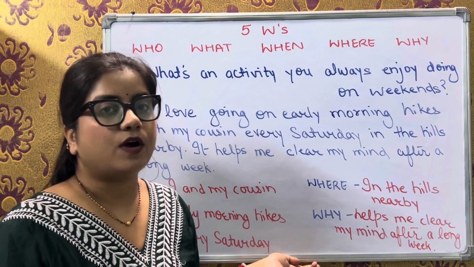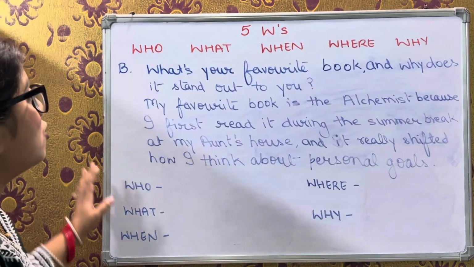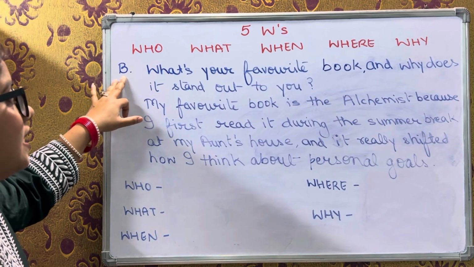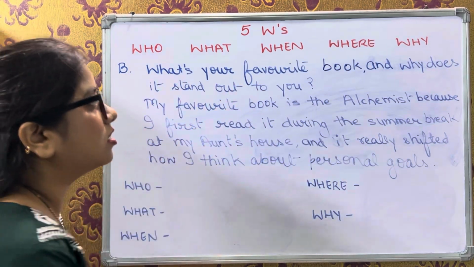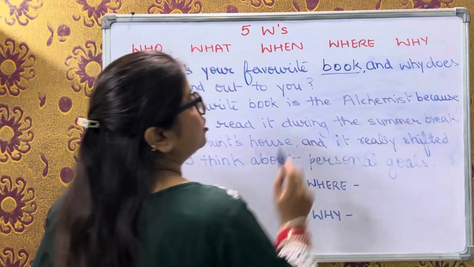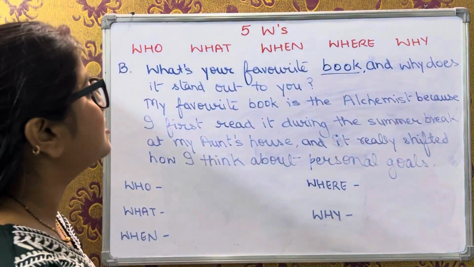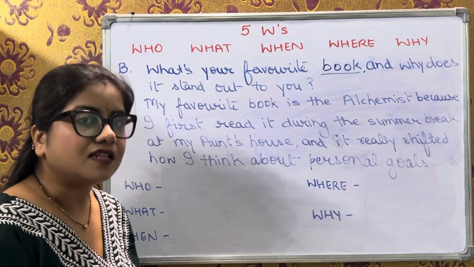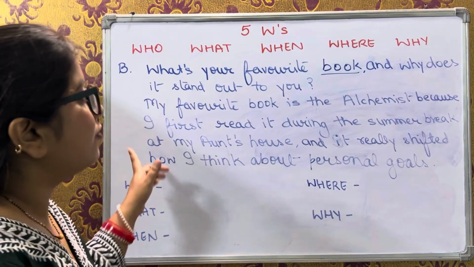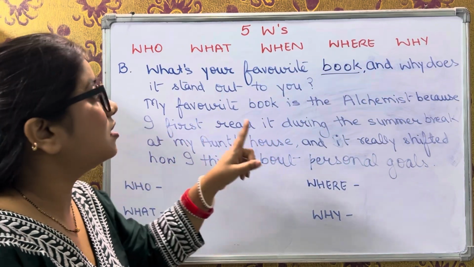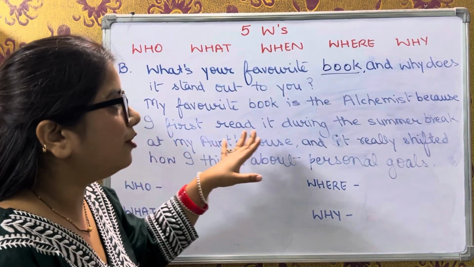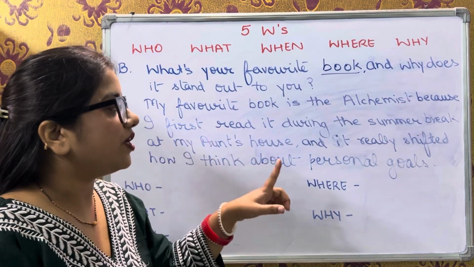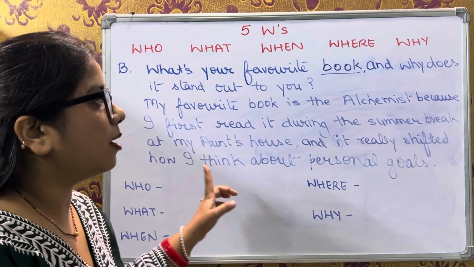So let's go ahead. Now we are talking about a question based on alphabet B. The question is, what's your favorite book? What's your favorite book and why does it stand out to you? The best answer would look like, my favorite book is The Alchemist because I first read it during the summer break at my aunt's house, and it really shifted how I think about personal goals.